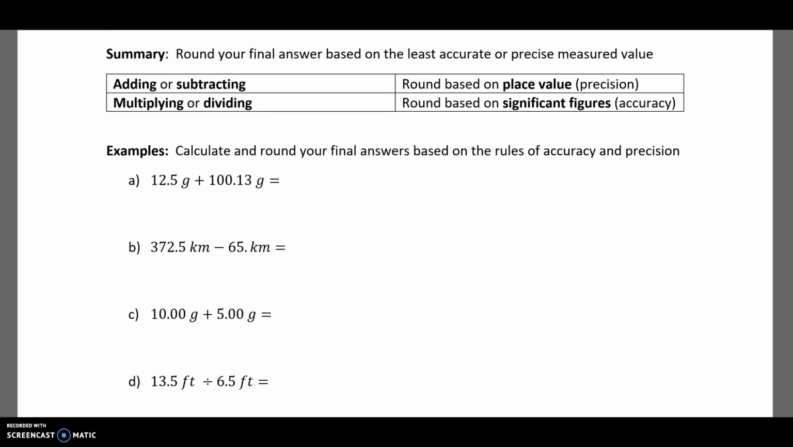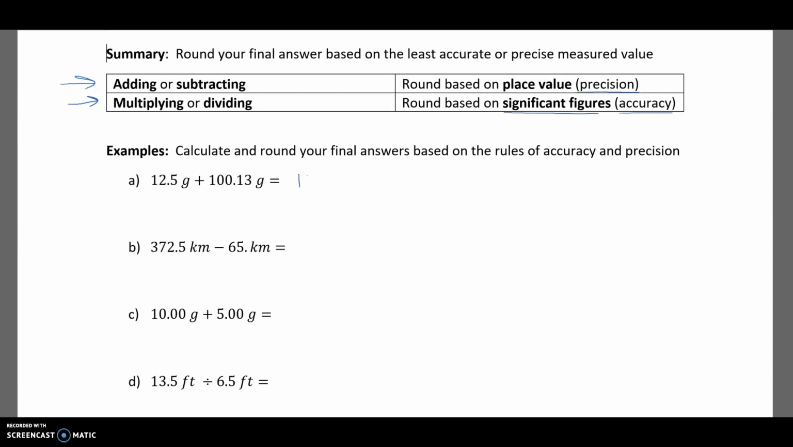We'll now apply the rules that we saw in the last video for rounding calculated numbers. Remember, these are based on our operations. When adding or subtracting, we'll round based on the least precise value in our calculation, or we'll be looking at the place value. When multiplying or dividing, we'll be rounding based on our least accurate measured number, or we'll be looking at significant figures. In our first example, we have 12.5 grams plus 100.13 grams.